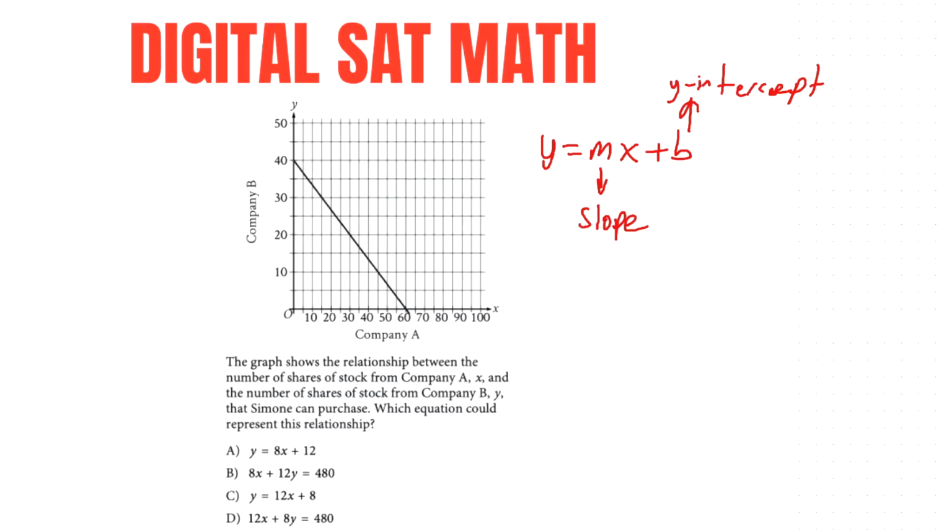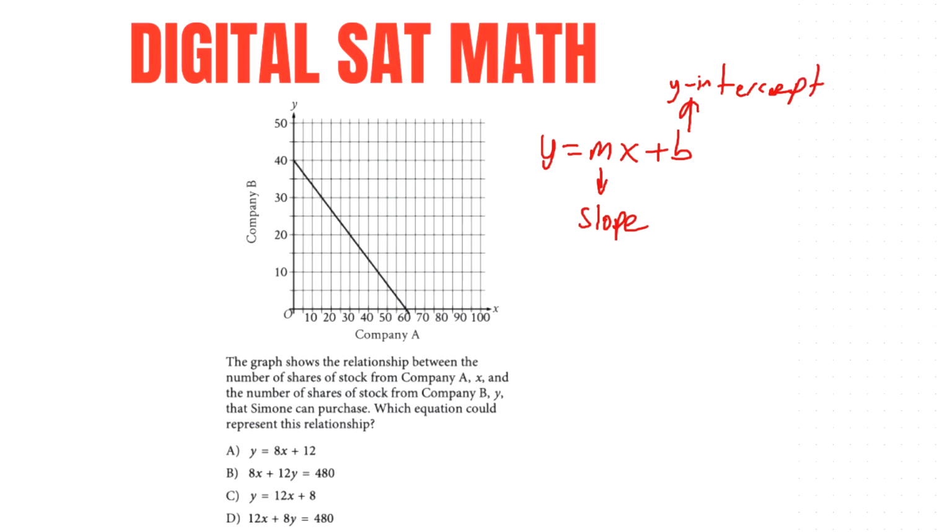In this problem, let's read the question. The graph shows the relationship between the number of shares of stock from company A, x, and the number of shares of stock from company B, y, that Simone can purchase. Which equation could represent this relationship? Technically, we're looking for the equation of the line, so we're supposed to isolate the y. But let's check out the given data on the graph.